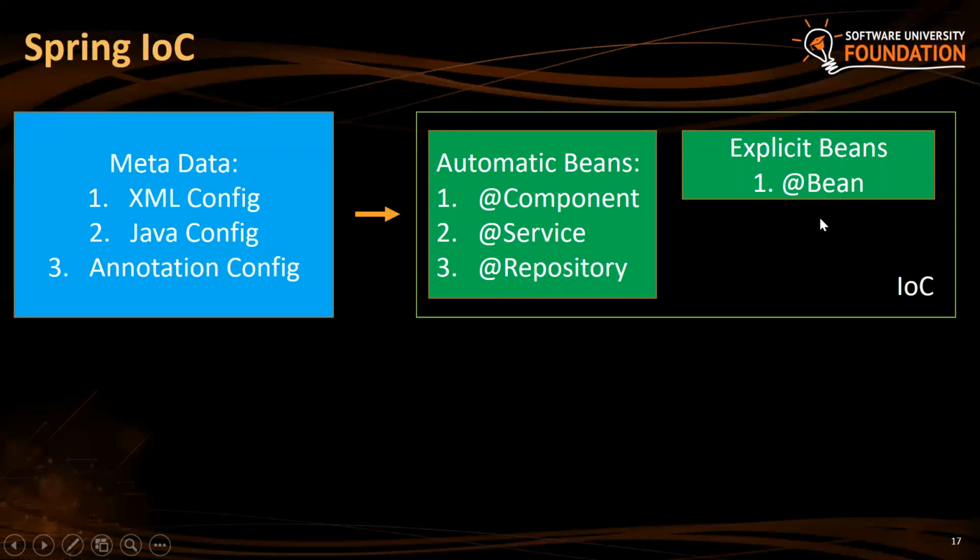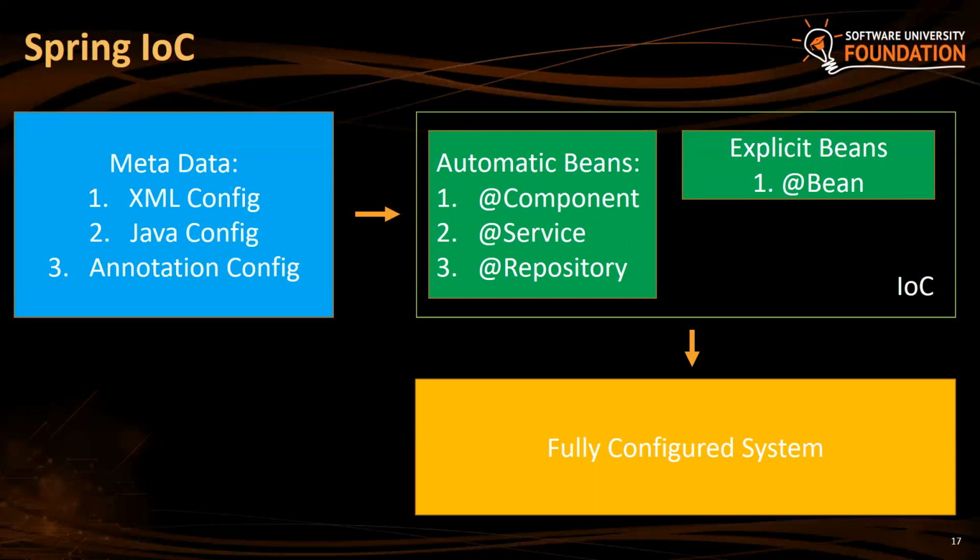If you want to specify any bean explicitly, we'll be using the @Bean annotation. Okay, so it will take this metadata as the input and perform all these things, then provide the fully configured system. So this is the income, this is the outcome. It will take this as input, do all the required configuration, and provide the outcome as a fully configured system. Okay.